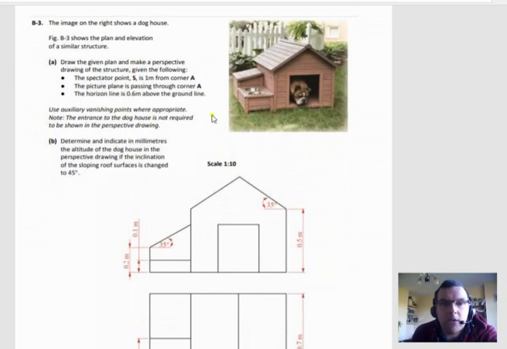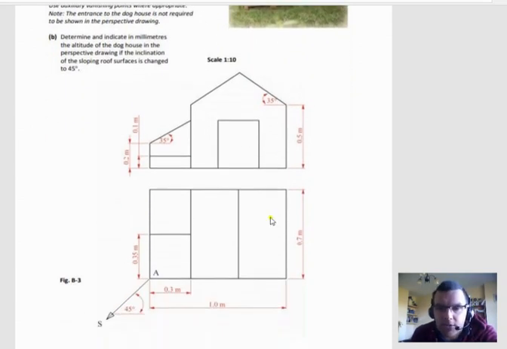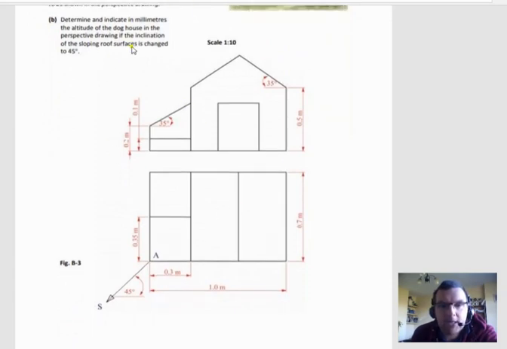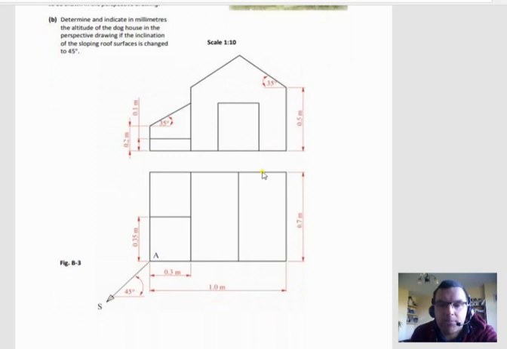Now what we have here is fairly straightforward. There's not a lot of difficulty in this. Now there's an interesting part of this last part. The interesting part here is the roof of this doghouse is pitched at 35 degrees and this side piece here is pitched at 35 degrees. Now you'll be using 2 auxiliary vanishing points, but 1 above and below an original vanishing point.